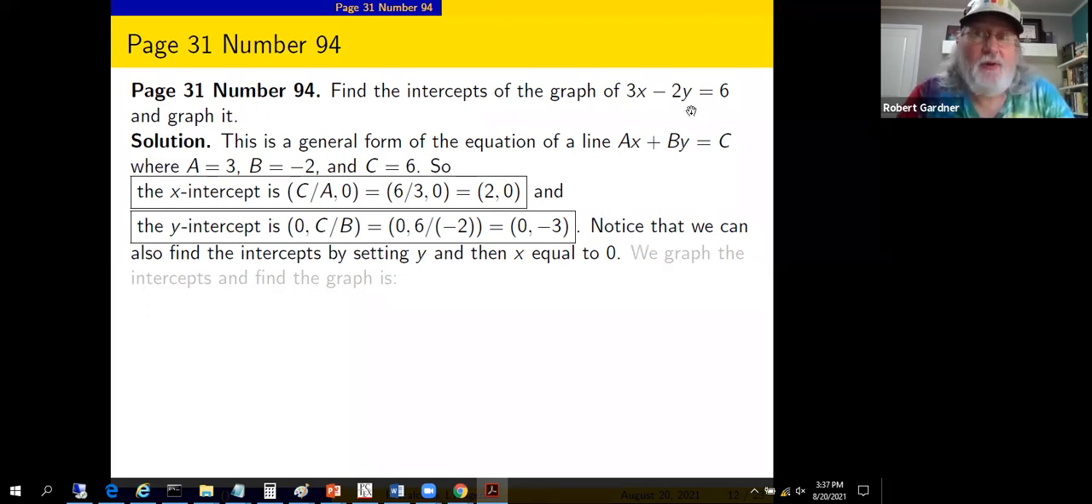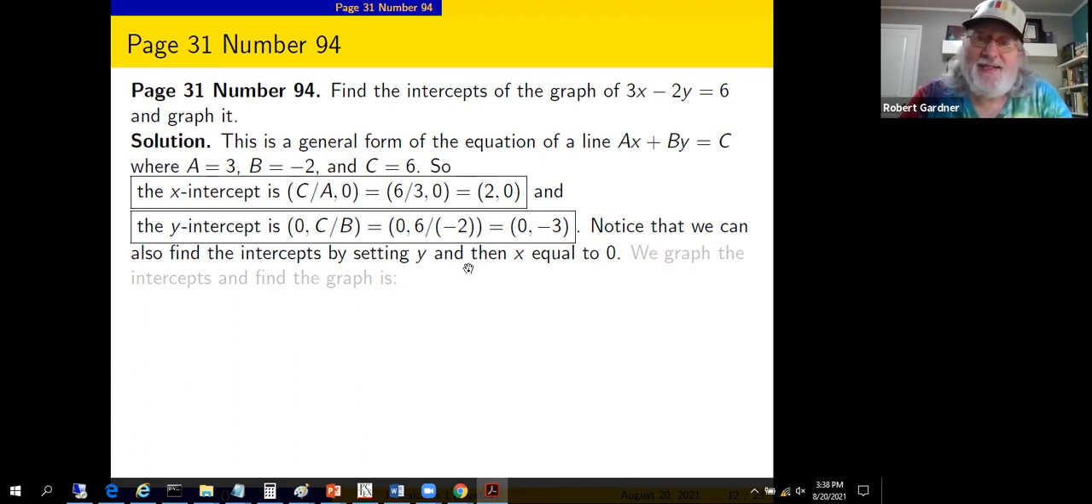I really do prefer x-intercept: set y equal to 0, and you find x is 2. 2 comma 0 for the point. For the y-intercept, we had 0 comma C divided by B. Here's C, here's B, do the division, you get 0 comma -3. You got a better way? Yeah, if we plugged in x equals 0, this would disappear, and we'd have -2y equals 6. So y equals 6 divided by -2. 6 divided by -2 is -3. And there's that -3 coordinate.